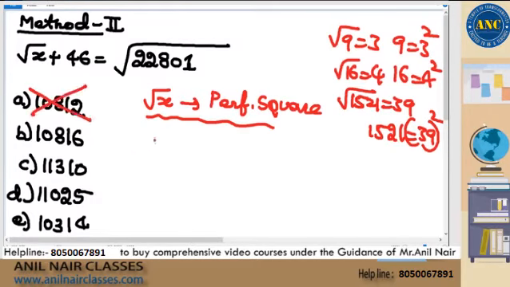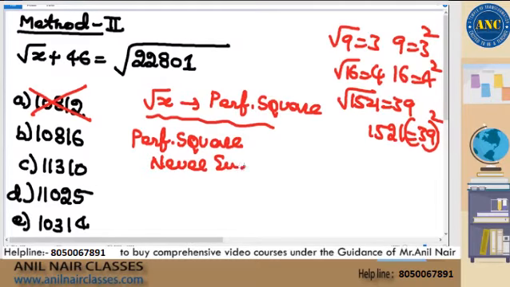First option is not possible. Why? Because a perfect square never ends with 2, 3, 7 or 8. Write down the concept as it is. So this is out. This is also out. This is also out. Why?